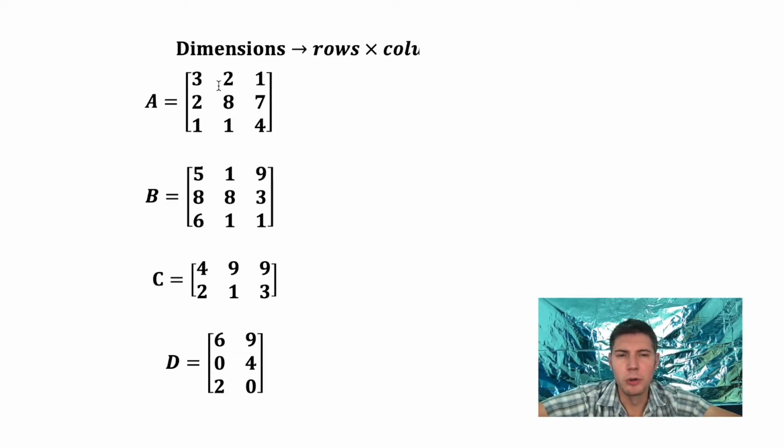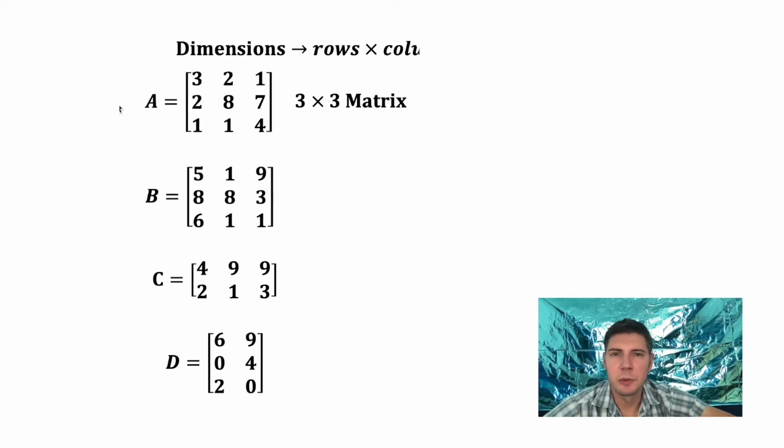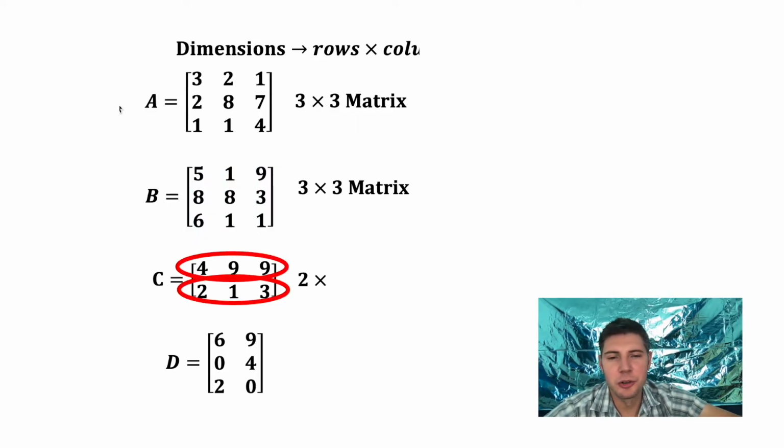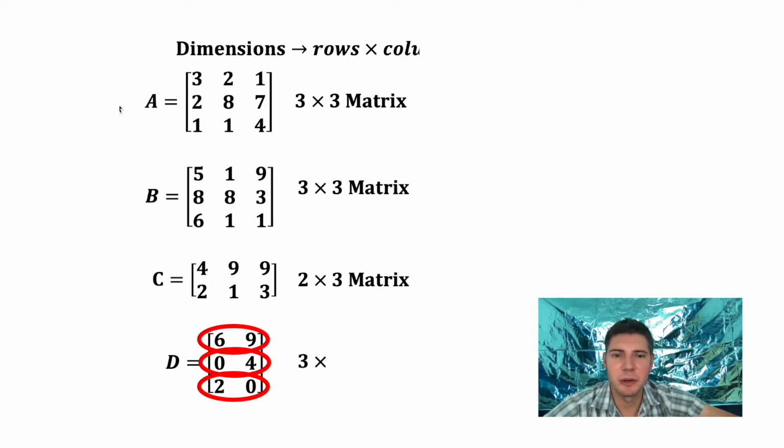Dimensions are the rows by columns. Matrix A has 3 rows and 3 columns, so we call it a 3 by 3 matrix. Matrix B is 3 rows, 3 columns, so it is also a 3 by 3 matrix. Matrix C has 2 rows and 3 columns, so we call it a 2 by 3 matrix. And matrix D has 3 rows and 2 columns, so we call it a 3 by 2 matrix.